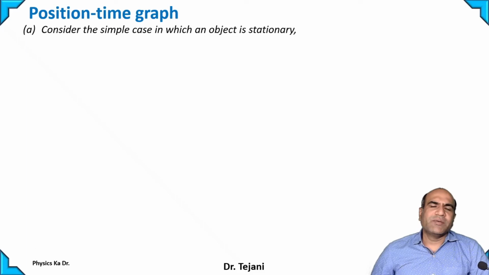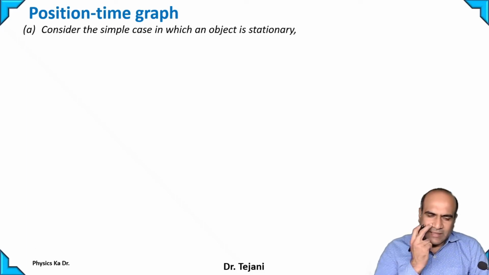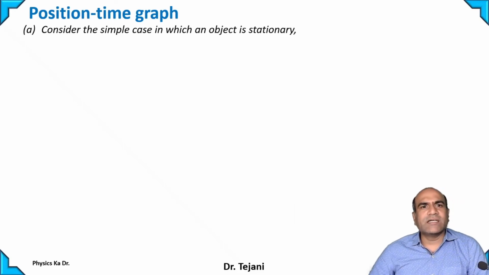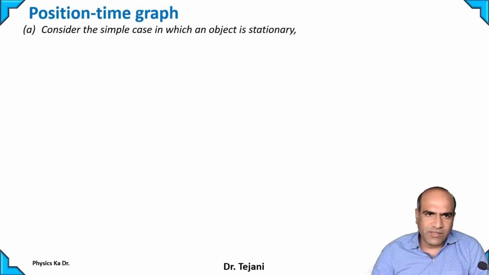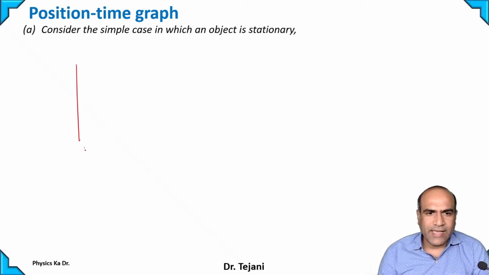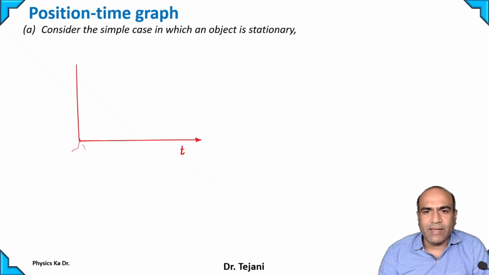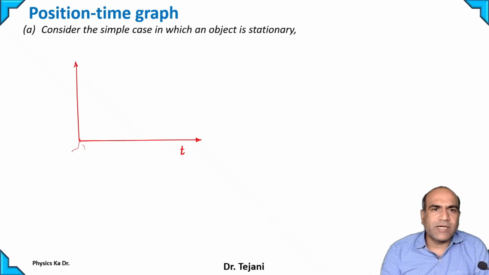Let's initiate the position-time graph by taking a very simple example. Consider the simple case in which an object is stationary. In the case of a position-time graph, we can take one vertical line and a second horizontal line. On one side we can show time. This is the axis representing time, and the other side can represent its position. We can say x is the position.